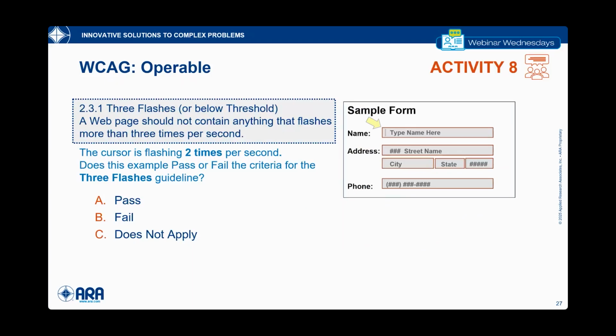So now we're going to our next activity, activity 8, for 3 flashes. In this example, the cursor is flashing at 2 times per second. So does this example pass or fail the WCAG guideline for 3 flashes? And the correct answer is A, it passes.